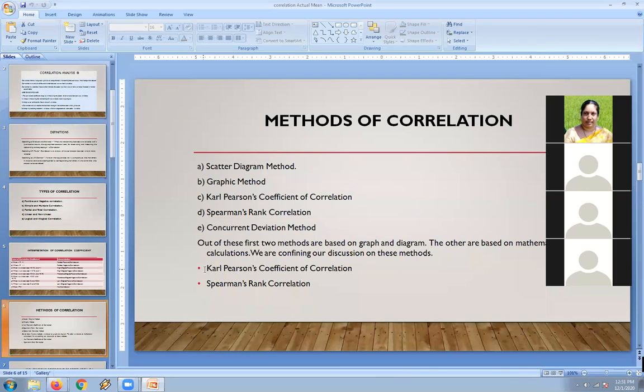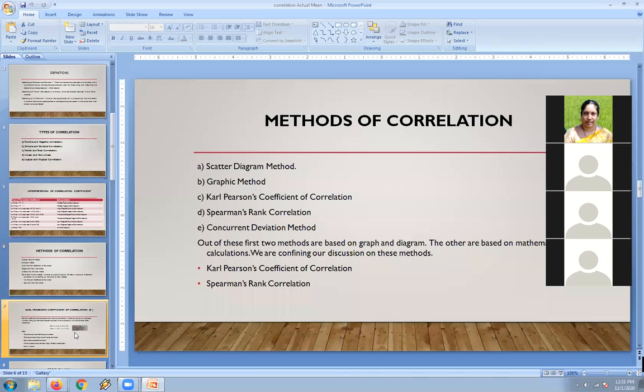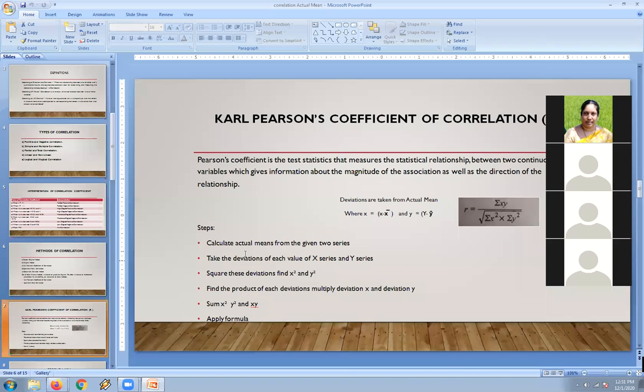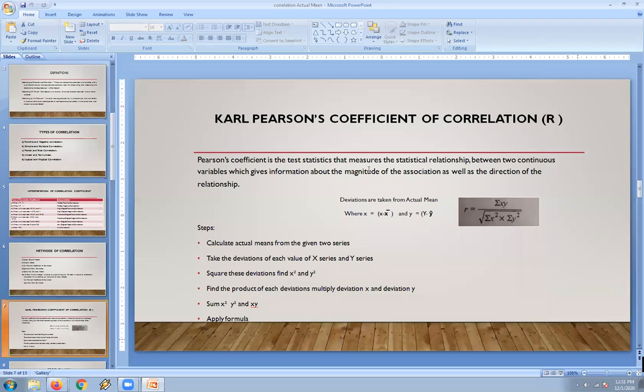But in your syllabus, you have to study only Karl Pearson coefficient of correlation and Spearman's rank correlation. What is this Karl Pearson coefficient of correlation? Karl Pearson coefficient of correlation is measured with small r.